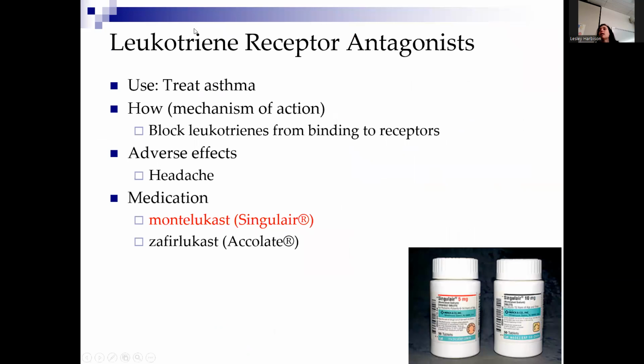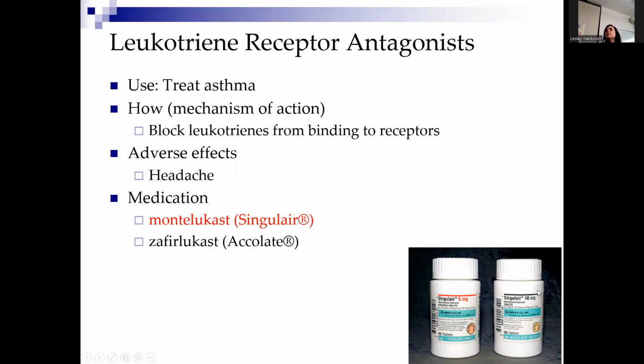So leukotriene receptors, these are antagonists. So these are leukotriene blockers. These are used to treat asthma. So notice just asthma, not COPD. The mechanism of action is to block leukotrienes from binding to the receptors, and they can have side effects of headaches. The medication, I put Singulair as just the one that you need to memorize, even though there are others.